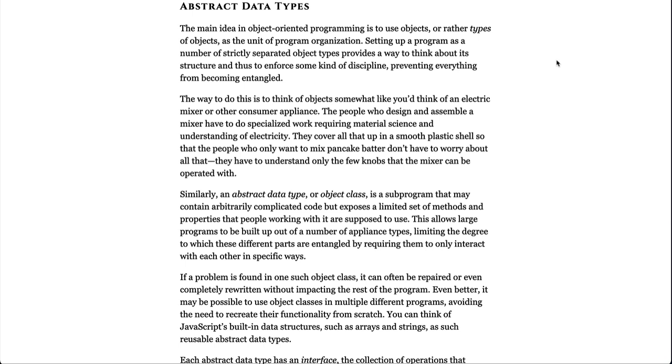Abstract data types. The main idea in object-oriented programming is to use objects, or rather types of objects, as the unit of program organization. Setting up a program as a number of strictly separated object types provides a way to think about its structure and thus to enforce some kind of discipline, preventing everything from becoming entangled.